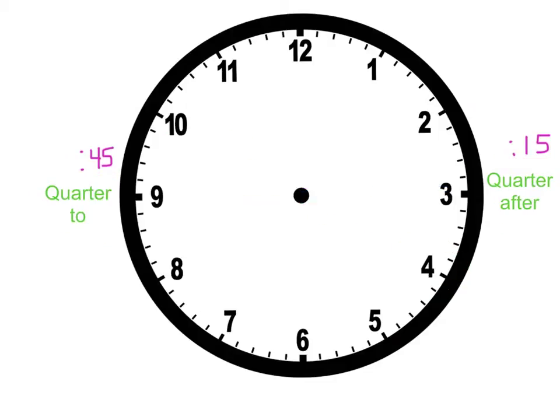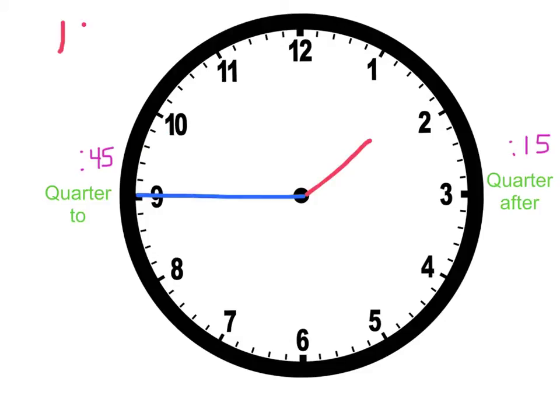Okay, try this one. What time is this? Try to say it in 2 ways. If you said 7:15, you're right. And if you said quarter after 7, you are correct. How about this one? Try to say this time in 2 different ways.